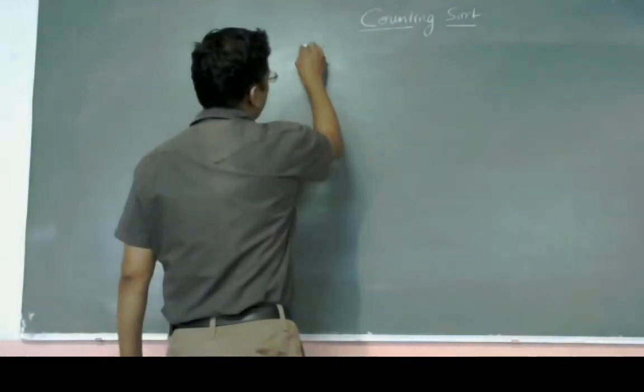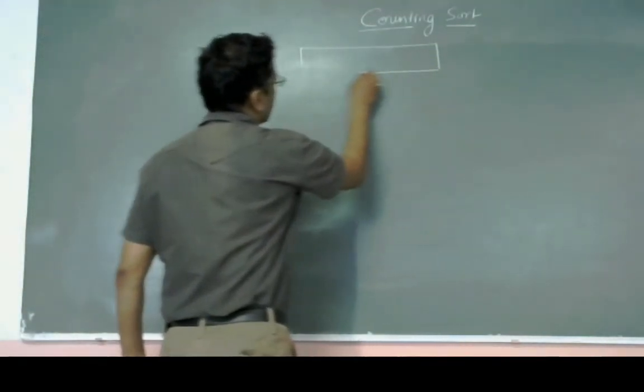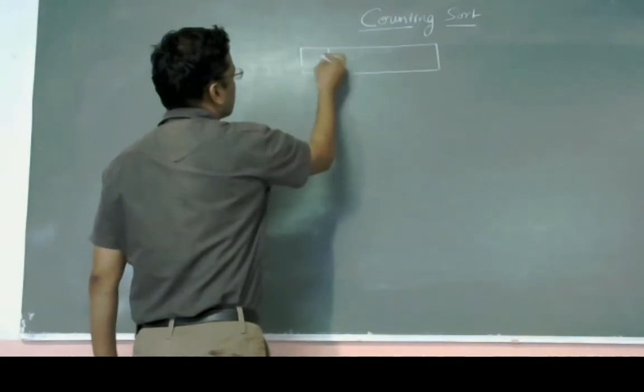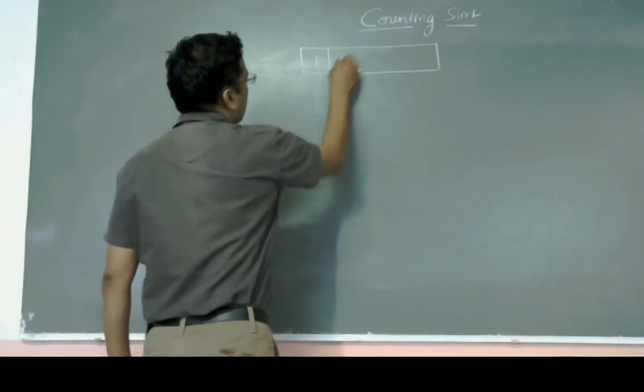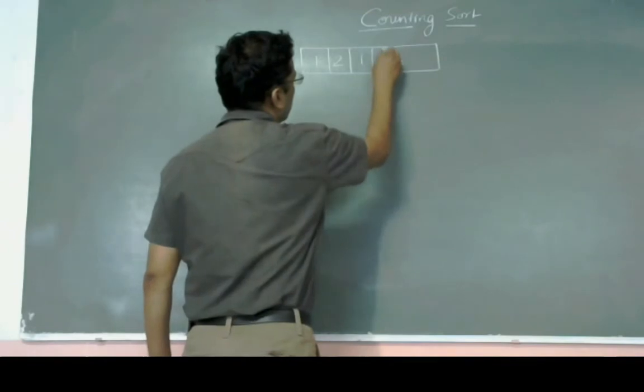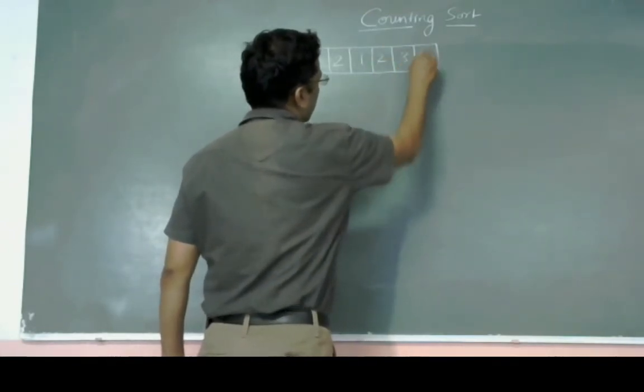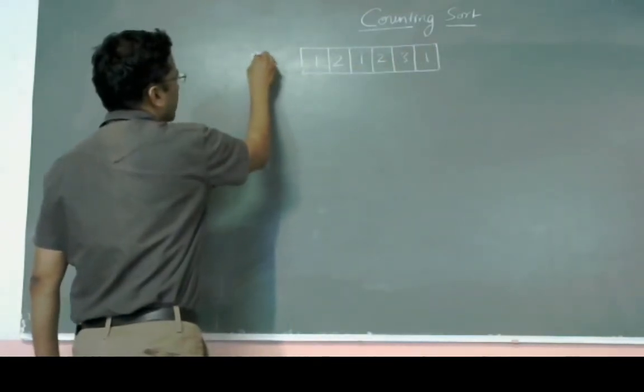Let's take the same example: 1, 2, 1, 2, 3, 1. This is the initial array. Okay.